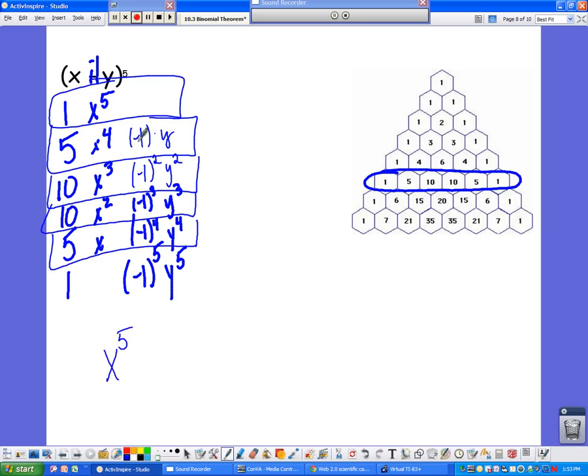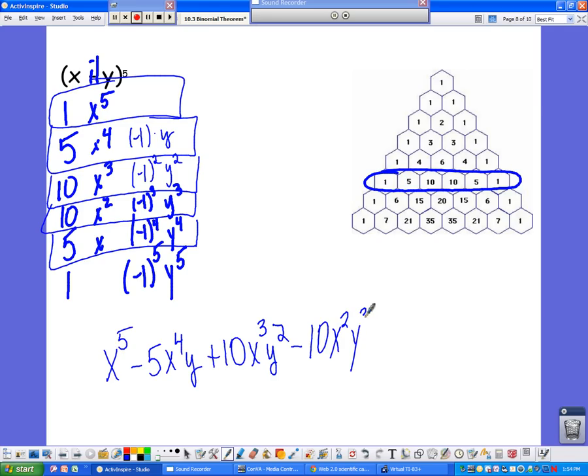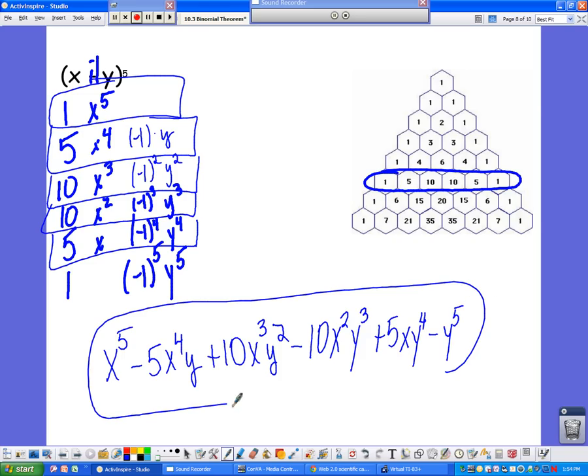Here I have negative 1 times 5, so that gives me a negative 5 x to the fourth y. Here I have negative 1 squared is positive 1. Positive 1 times 10 gives me plus 10 x to the third, y squared. And the next one, negative 1 to the third power is negative. So negative 1 times 10 is going to give me a negative 10 x squared y to the third. Negative 1 to the fourth power is positive, so positive 5 x y to the fourth. And the last one, negative 1 to the fifth, is a negative y to the fifth. Okay, and that's what your answer looks like.